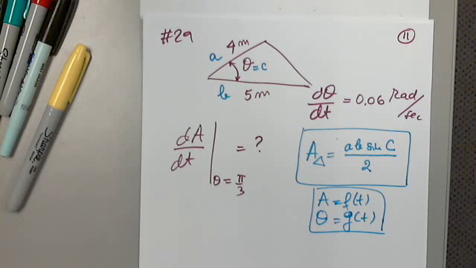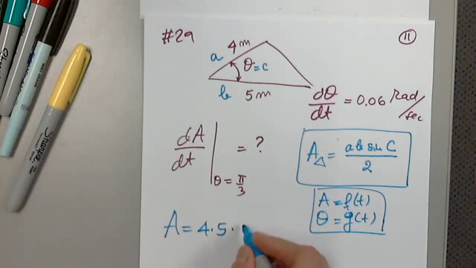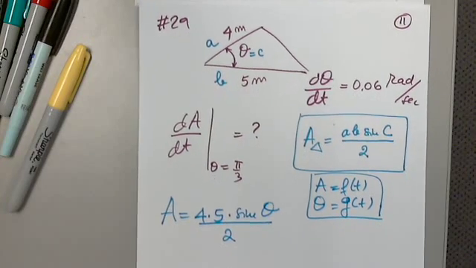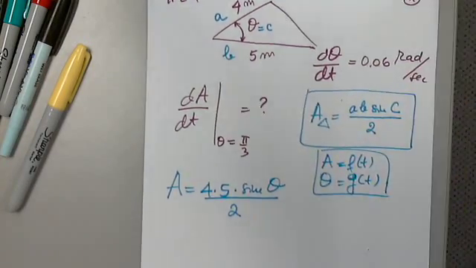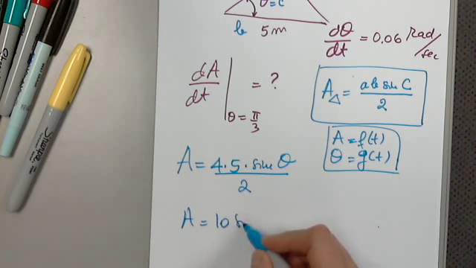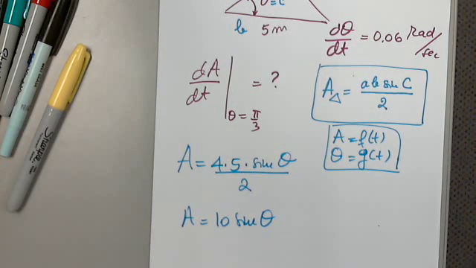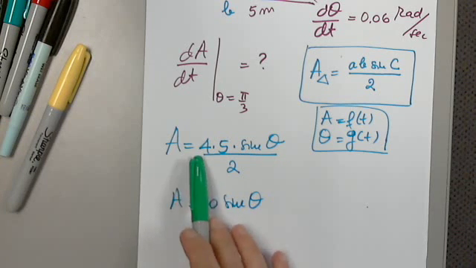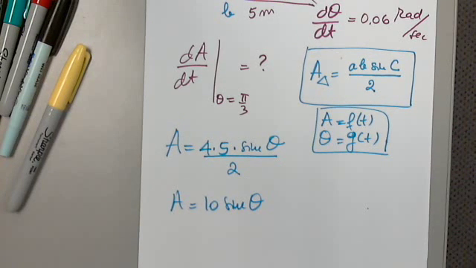Good. So we are going to start by writing the area, which is A equals 4 times 5 times sine theta divided by 2. And of course I will simplify, because 4 times 5 is 20 divided by 2 is 10. So the area equals 10 sine theta. That's okay. So what are we going to do next?